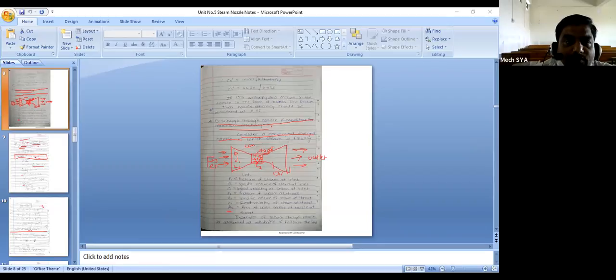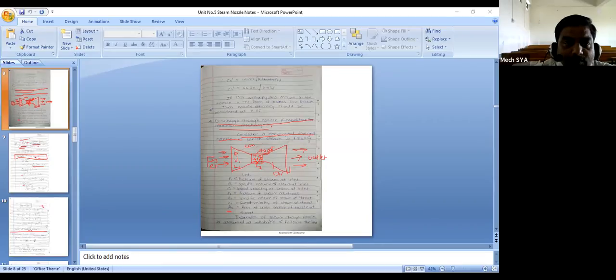Then the divergent type of nozzle is one kind of nozzle where the cross sectional area goes on increasing towards the outlet. It is used when back pressure is less than the critical pressure. But more frequently we are using the convergent divergent type of nozzle.